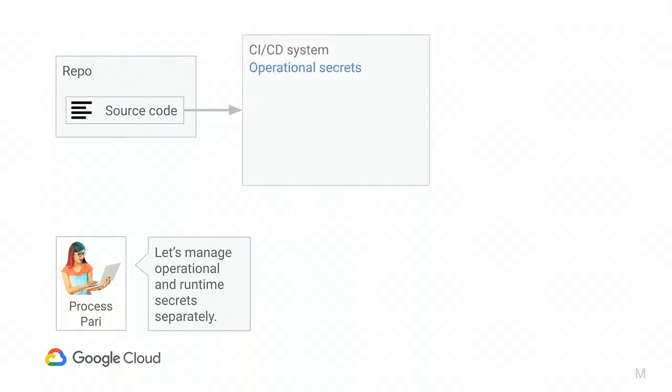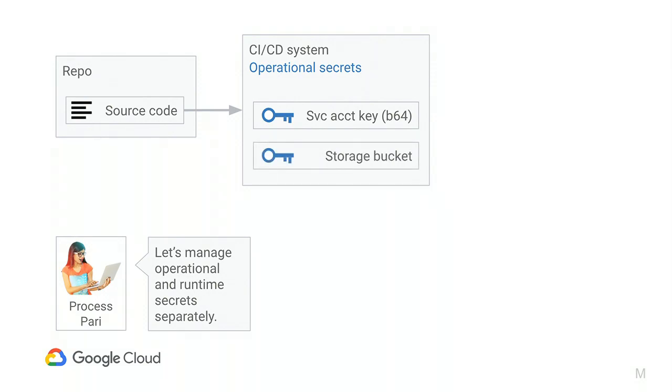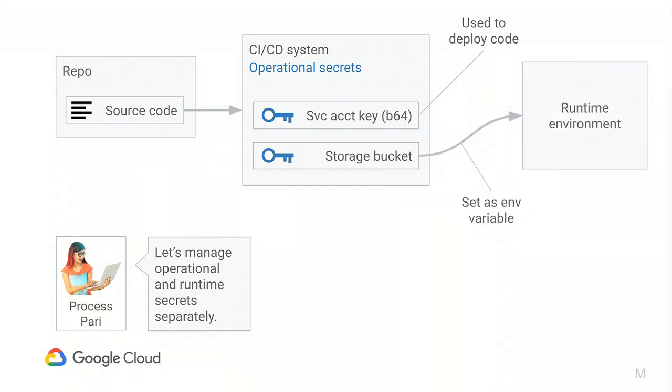So everything starts with the repo, right? We have the source code there. No, James, no secrets in the source code. Then that code gets pulled in by the CI/CD system, and the CI/CD system has the operational secrets in it. One operational secret is the service key, that service account key, that is used to deploy code to GCP. The other operational secret is the name of a storage bucket. That Google Cloud storage bucket. And that is deployed or set as an environment variable in the runtime environment. So the runtime environment can read it.